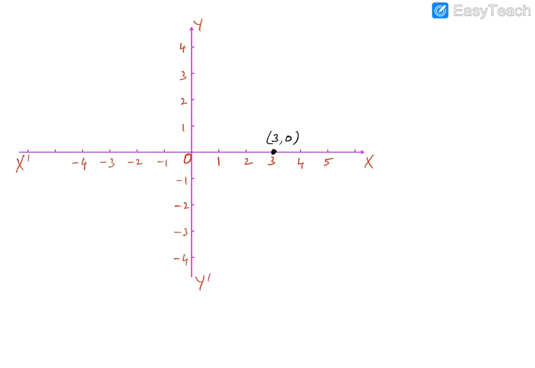So let us make one more point. Let's say I mark a point over here.